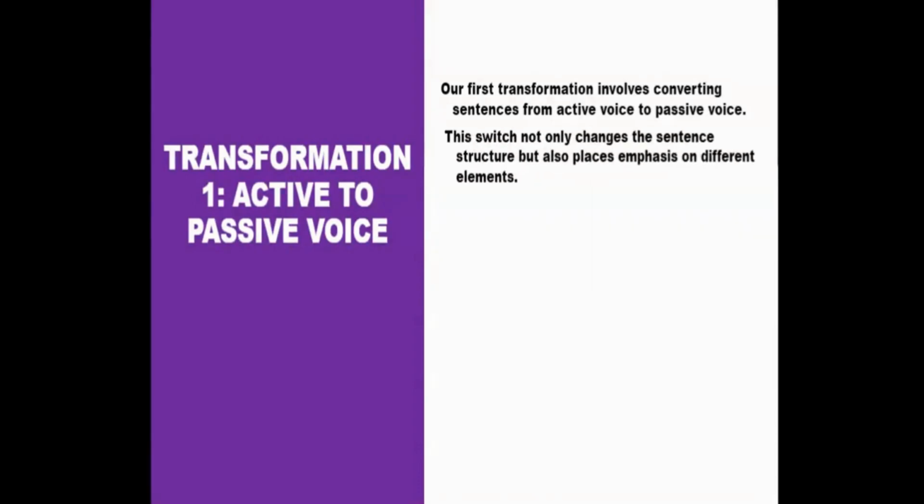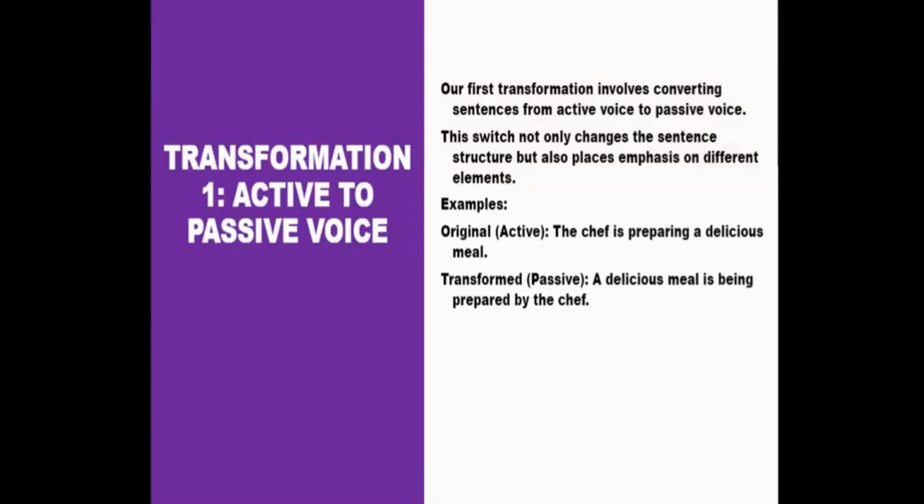All right? Now, our first transformation involves converting sentences from active voice to passive voice. This switch not only changes the sentence structure, but also places emphasis on different elements. Let's look at some examples. We begin with the original active. The chef is preparing a delicious meal. This is in the active voice.